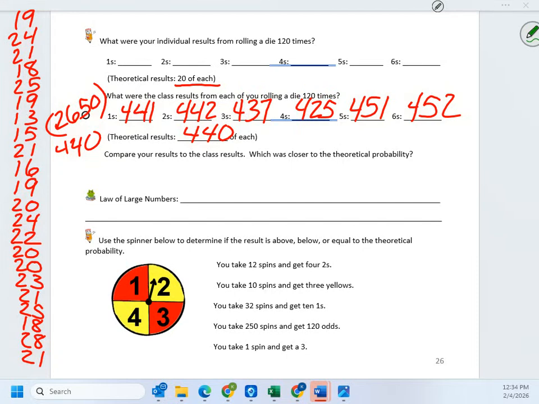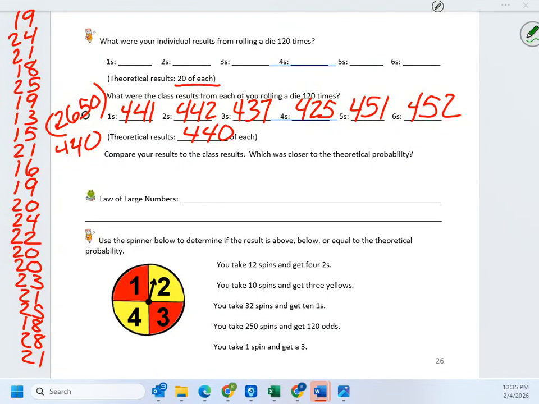No, this is just a question. Is it supposed to be closer to 100% or 50%? Your individual numbers. Well, here, you would want 20 out of 20, so 100%. So, what's 441 divided by 2,650?